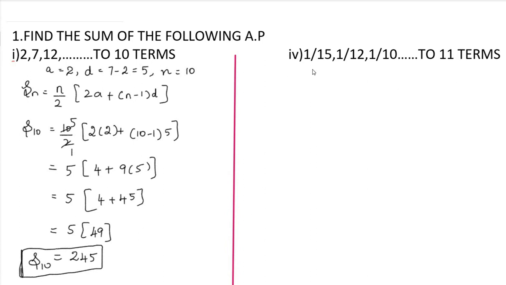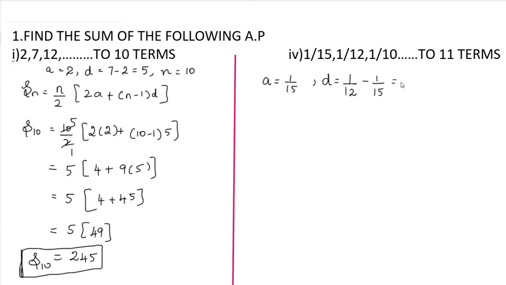Shall we see the next sum? Yes. See what is given? 1 by 15, 1 by 12, 1 by 10 to 11 terms. Okay. See, we are going to use the same formula. A is the first term, what is that actually? A is 1 by 15 and d is the second term minus the first term.